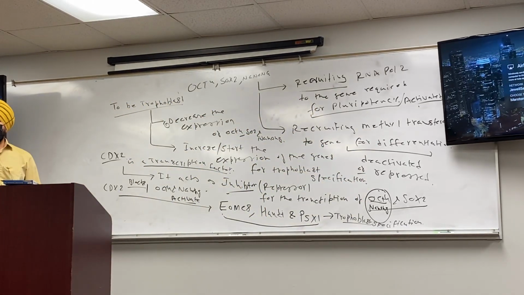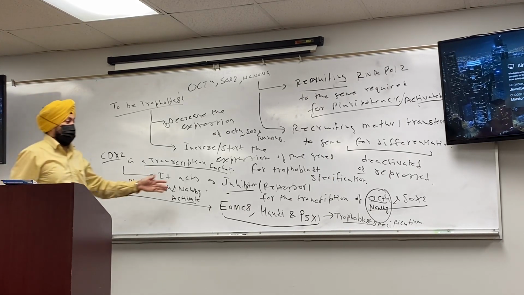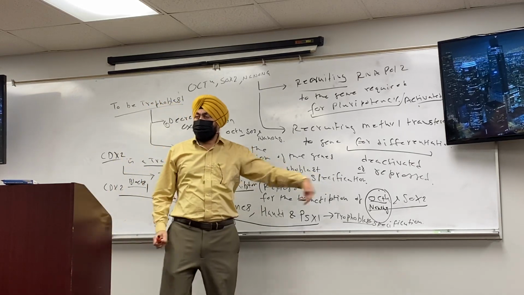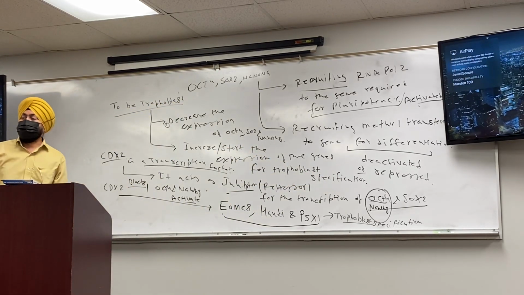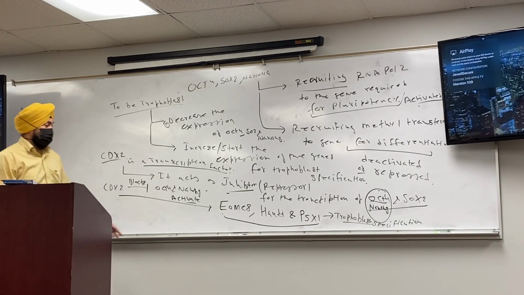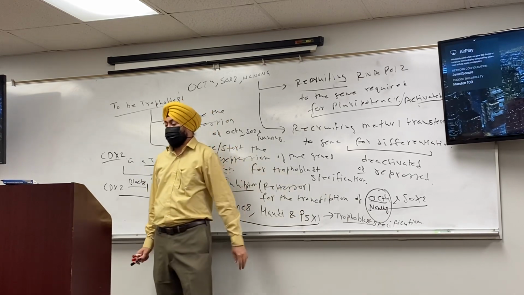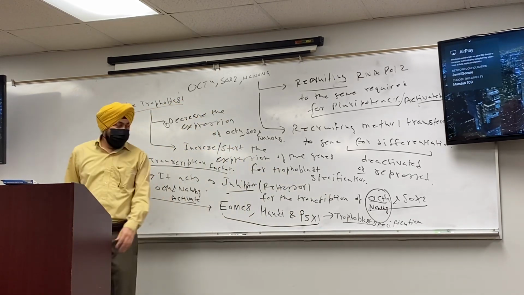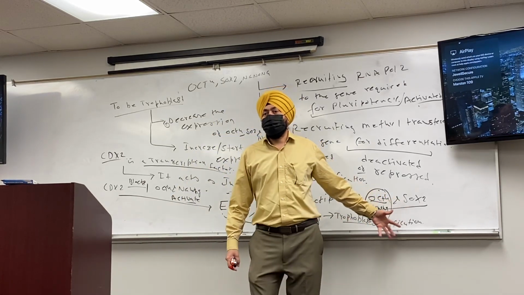Then you need to activate those genes which are required for the specification of the trophoblast cells. So CDX2 now acts as a transcription factor, as an activator for the genes EOMES, HAND1, and PSX1. Once it happens, those genes specify the cells to be trophoblast. Making sense?